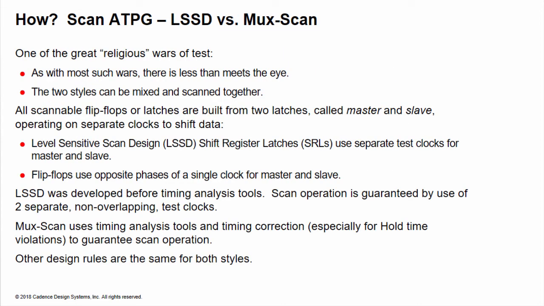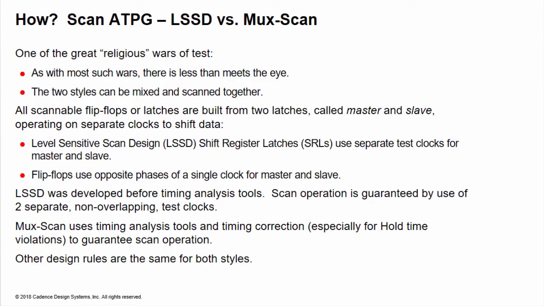One topic that often comes up when discussing scan ATPG is the debate about the two basic scan styles, LSSD and Mux-Scan. As with many debates, there is less to this one than meets the eye. Most foundries accept either, and the two styles can and have been intermixed in a single chip. Basically, in order to scan data in a stable manner, each storage element is actually made up of two latches, usually called the master and slave latches. Data is loaded into the master latch while the slave is held stable. Then the data is moved to the slave while the master is held stable.